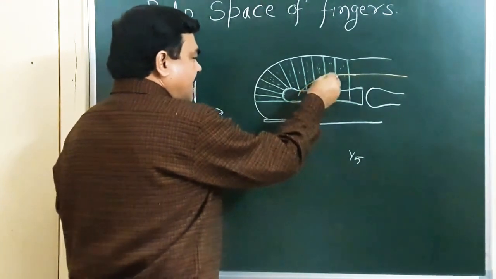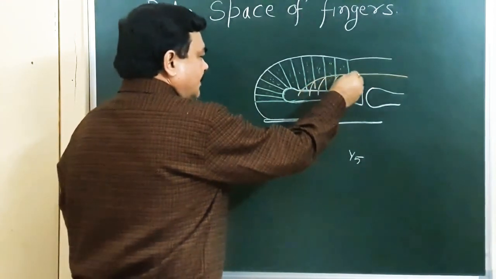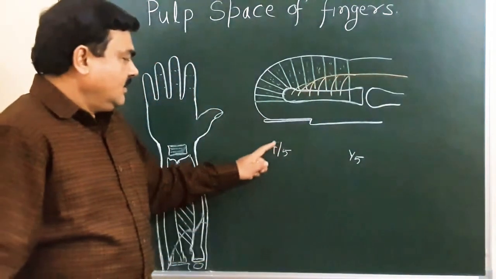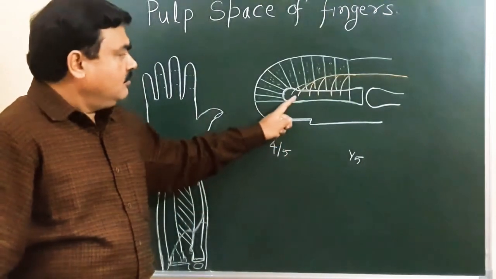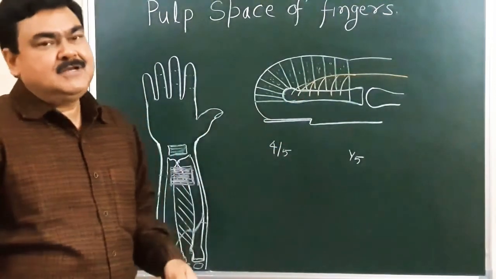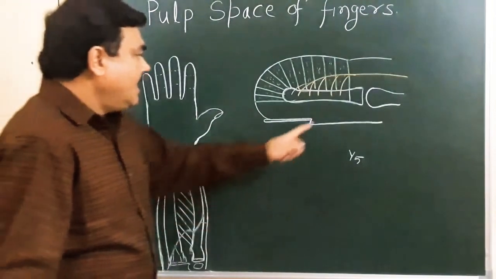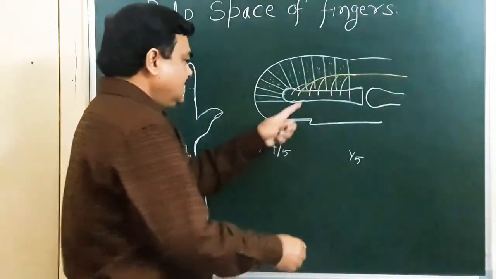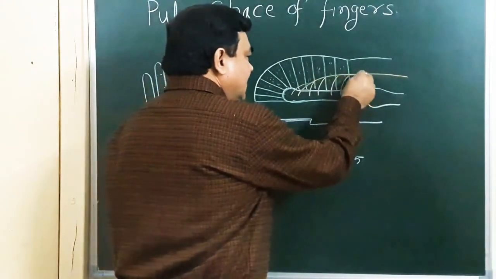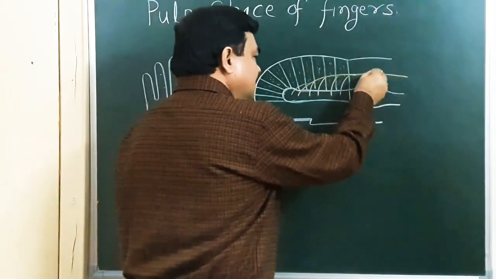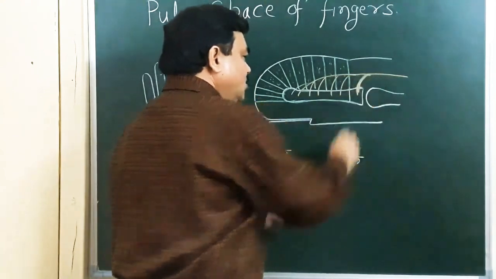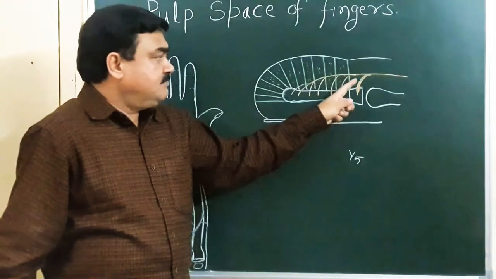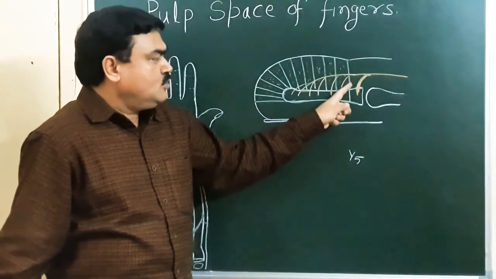It gives numerous branches which supply the distal 4/5 part of this terminal phalanx. And this proximal 1/5 part is the epiphysis. This is the diaphysis. This epiphysis is supplied by a branch which does not pierce the septa. This branch arises just proximal to the septa.